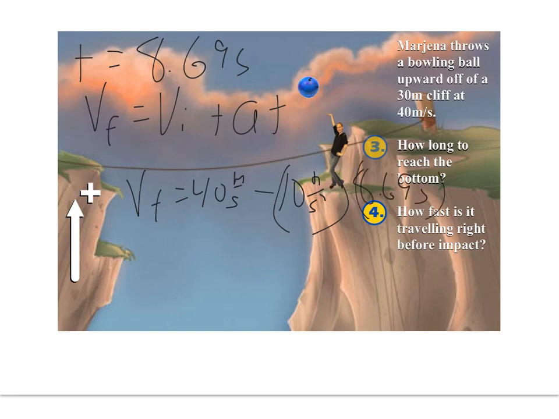Sorry, that's a little sloppy. All right, so final velocity, going into my calculator, I wind up with a value of negative 46.9 meters per second. And again, the negative sign tells us that right before impact, the ball is moving down, which is exactly what we would expect and would hope would happen when we throw something off a cliff.